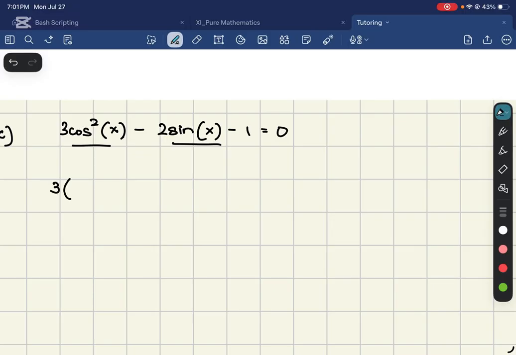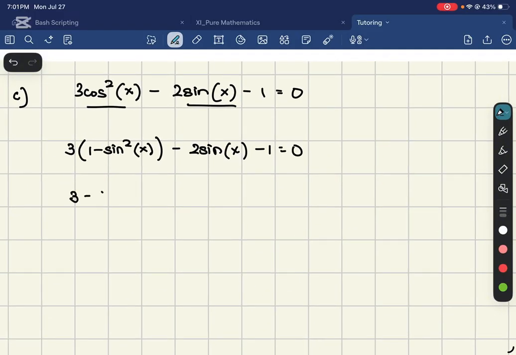So I know that I can write cos squared x as 1 minus sin squared x. Right? And this is from the identity sin squared x plus cos squared x is equal to 1. So if you use that identity, you can see that cos squared x is actually 1 minus sin squared x. And I get this, and this can be simplified.